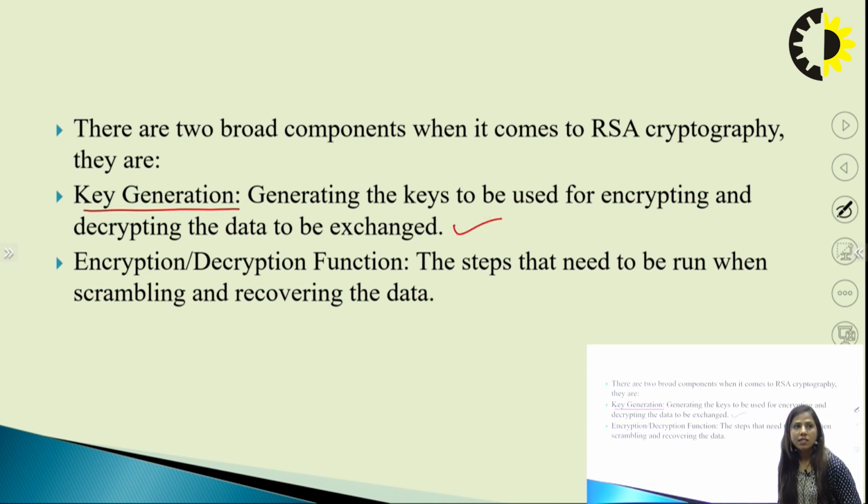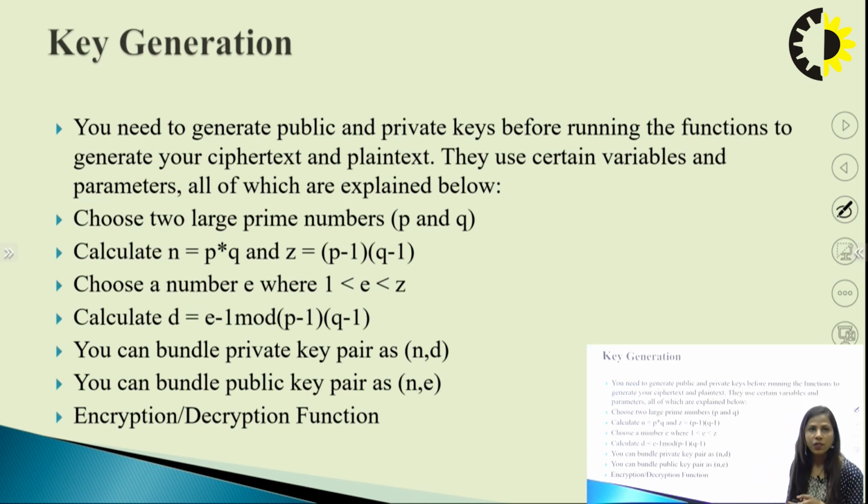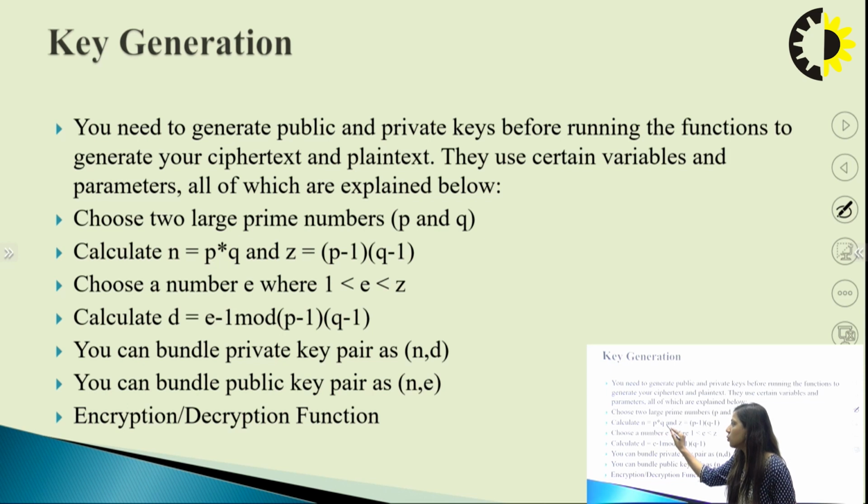The next step is the encryption and decryption functions: what is the value of the encryption, and after using the key, how we get the decryption value. Let's go through an example. For key generation, you have to choose any two large prime numbers, for example P and Q. Then you calculate n equals P times Q.